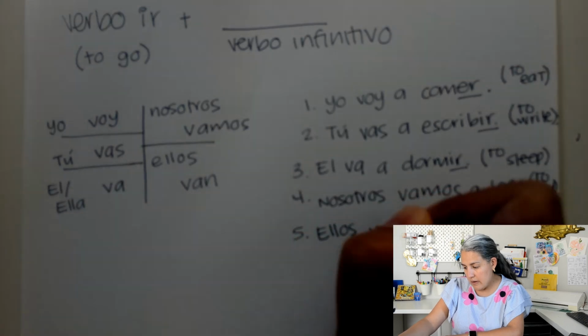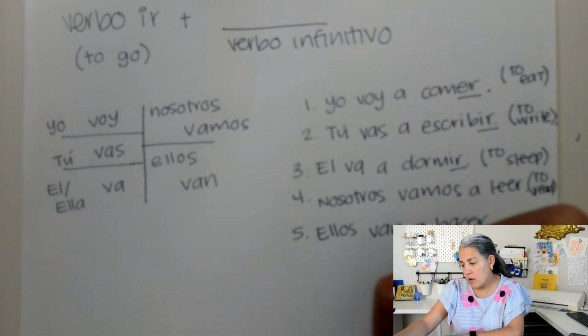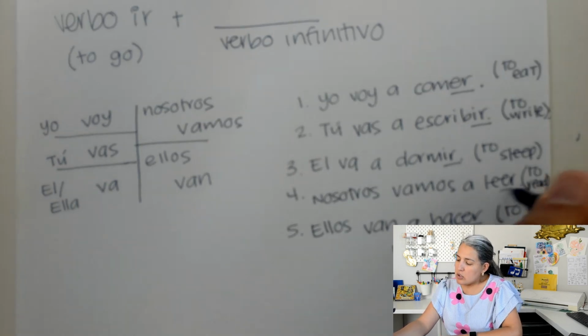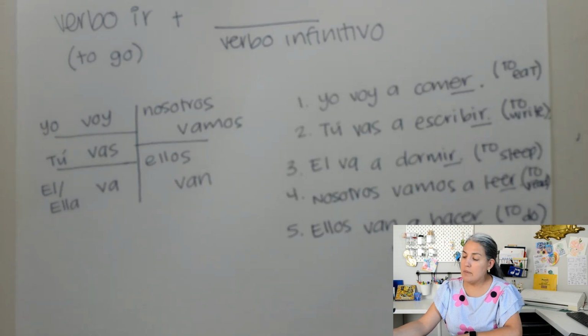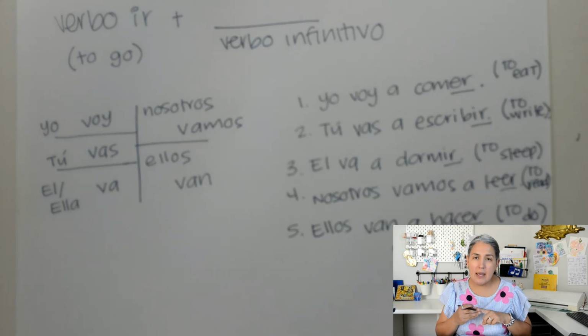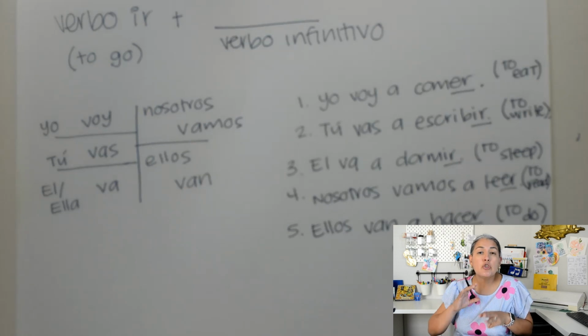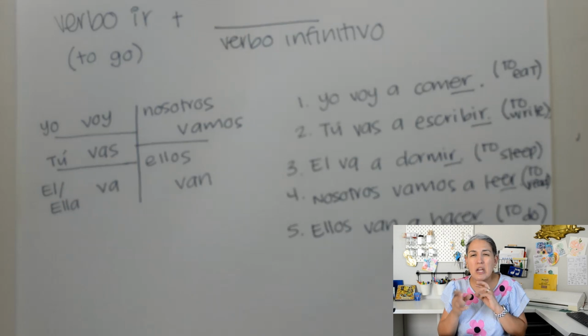Ellos van a... they're going to do a test. Hacer un examen. Hacer means to do. So now that we're looking at these verbs, I'll just remind you that some verbs are regular verbs, some verbs are irregular verbs. In this case, comer is regular, escribir is regular, dormir is an irregular verb because we change the word a little bit. The verb leer is regular and the verb hacer is irregular. So we have two irregular verbs.